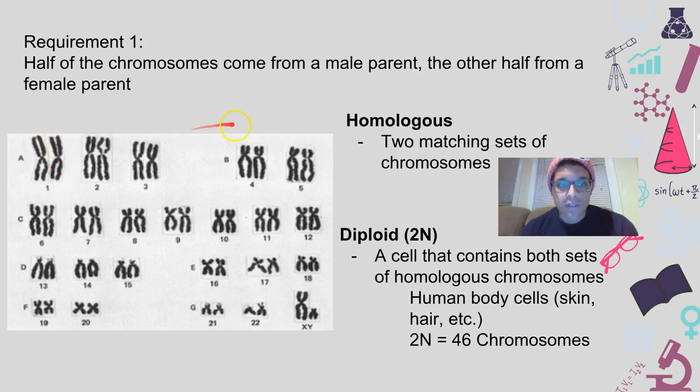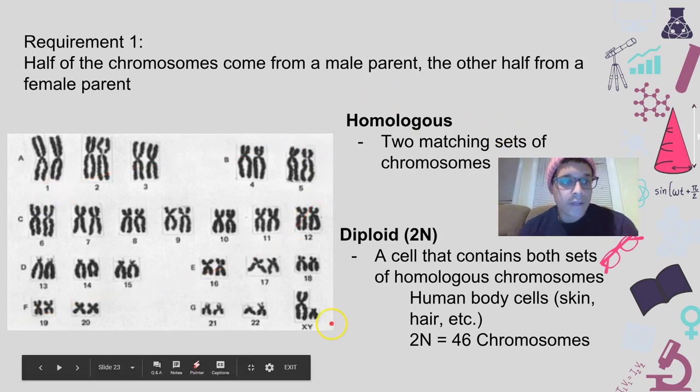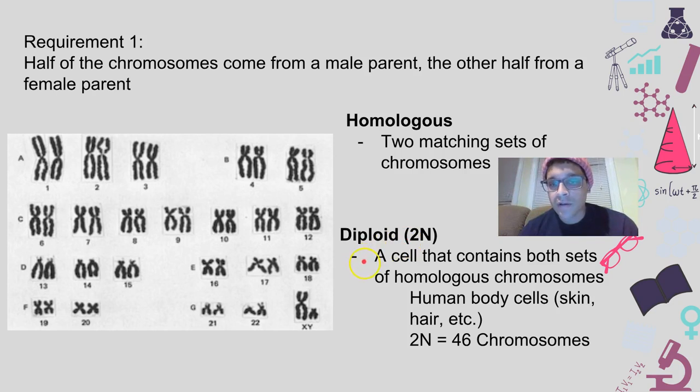So you see how each of these are all the same size. Well, in every part of them, they'll contain the same gene in the same spot, and that's what homologous is. Two matching sets of chromosomes. Any cell that contains 46 chromosomes, we call that diploid, and that's denoted by 2N. And that's any cell that contains both sets of homologous chromosomes.